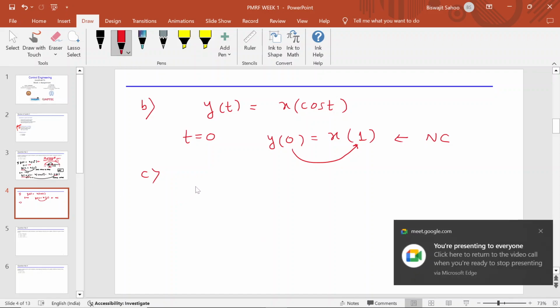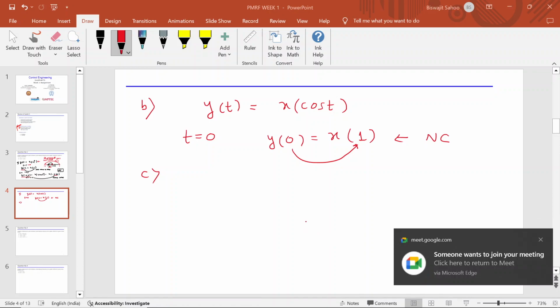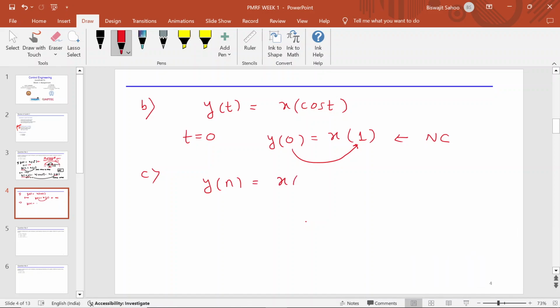Let me give a question. Let's say I'm putting y of n equal to x of minus n square. Can you please solve this question: y of n equal to x of minus n square, and tell me whether it is a causal system or non-causal system.